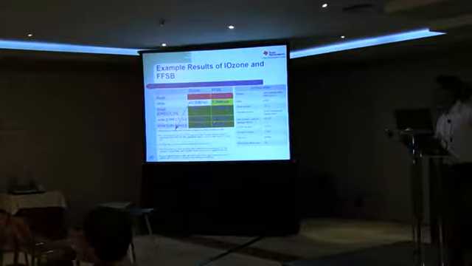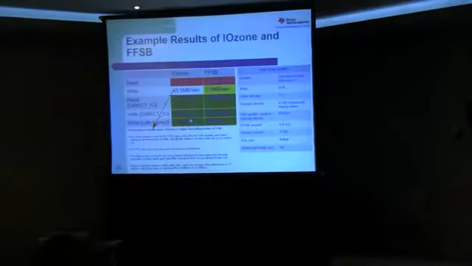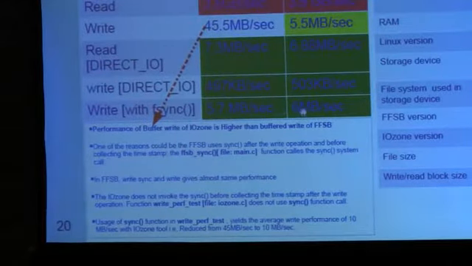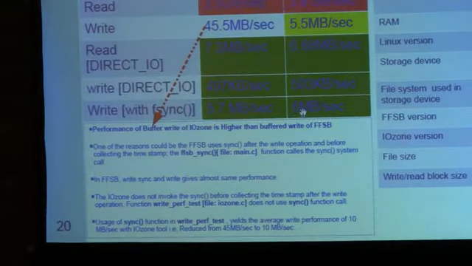Difference in performance when writing using direct I/O versus fsync. So the bottom two lines, writing with direct I/O is very slow, and then fsync is faster. So what's different with this? For example, FFSB, the 2 megabytes per second versus the 500 kilobytes per second. Why is there this difference?